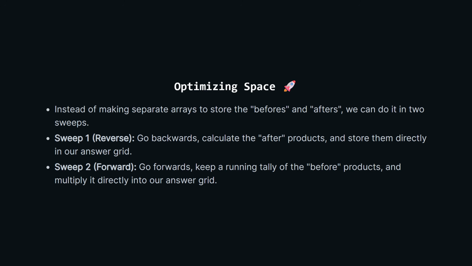To make this even better, we don't even need extra lists to store these before and after products. We can just use our final answer grid to keep track of things. First, we will sweep through the grid backwards, figuring out the product of everything that comes after each cell, and we will write that right into our answer grid. Then, we sweep forwards, keeping a running total of the products before the cell, and we just multiply that into the answer grid. 2 sweeps, and we are done.